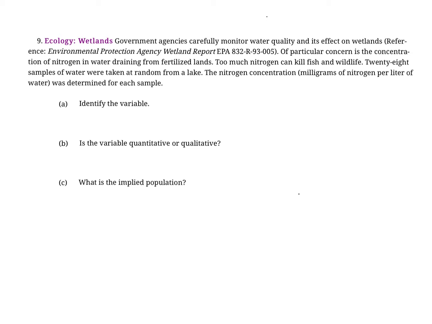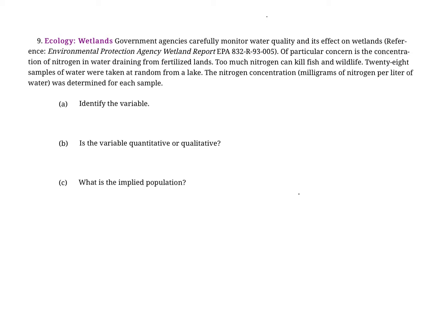Okay, so this is our review for the 1.2, 1.1 quiz. I just went over the vocab that you need to know from chapter 1.1. Here's the next thing you need to know from 1.1.